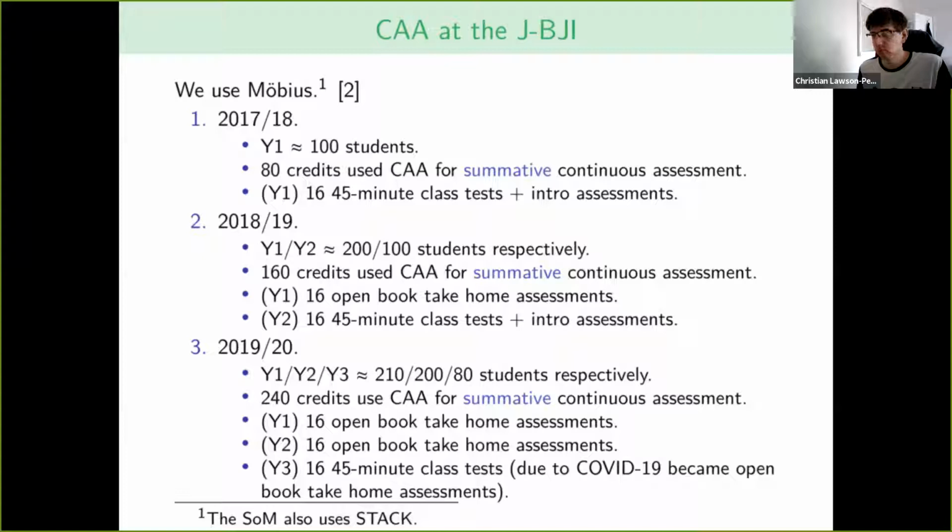And again, in Year 1 and Year 2, we have open book assignments in this academic year. And for Year 3, originally we planned to have closed book class tests, but COVID-19 got in the way of that. None of us could fly out and teach in person. We delivered the entirety of our teaching this semester remotely, which meant that these closed book class tests had to be switched to open book tests at relatively short notice.